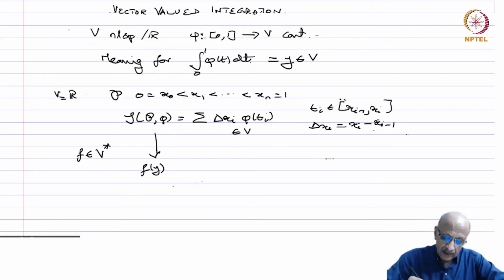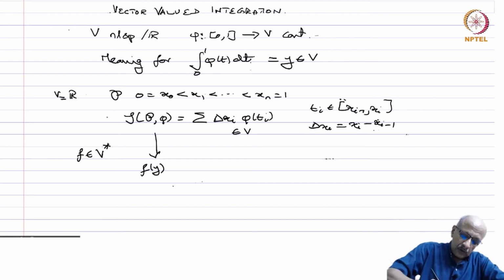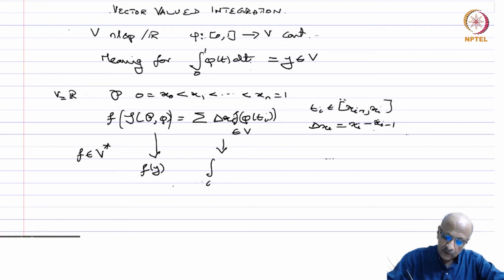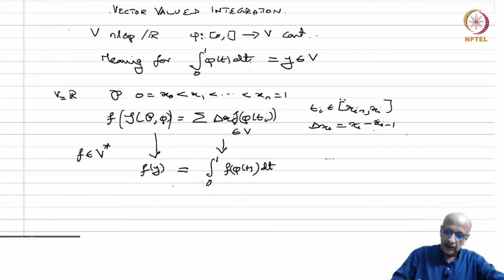And so you now apply f on both sides. So you will get f of phi of ti, and this will now converge to f of y. On the other hand, this is nothing but the Riemann sum for the continuous real valued function f composed with phi, and therefore this should converge to the integral from 0 to 1 of f of phi of t dt, and therefore these two should be equal.